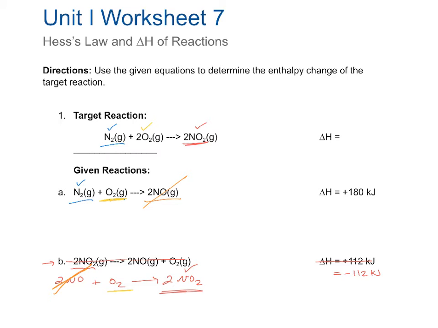So because all of the chemicals from these givens match the chemicals in the target, you can take the 2 enthalpies and add them together. And if you did this on a calculator, 180 plus a negative 112 would give you 68. So the enthalpy change for this reaction would be 68 kilojoules.